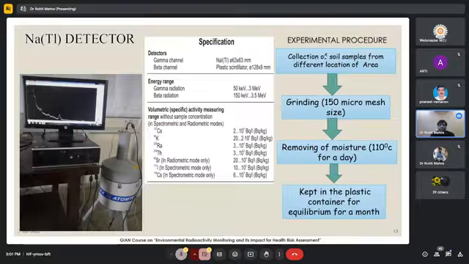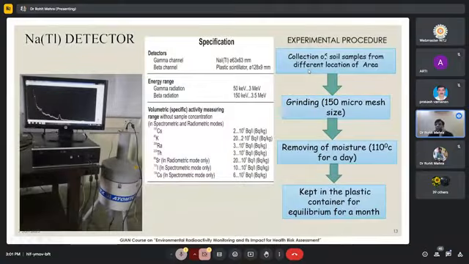So these are the specifications of the instrument, which I won't discuss in detail because these are standard specifications. And these are the volumetric activity measurements, like how much concentration you could measure.